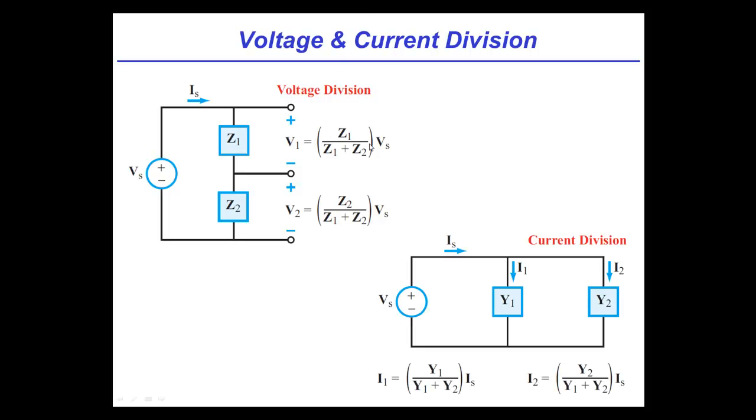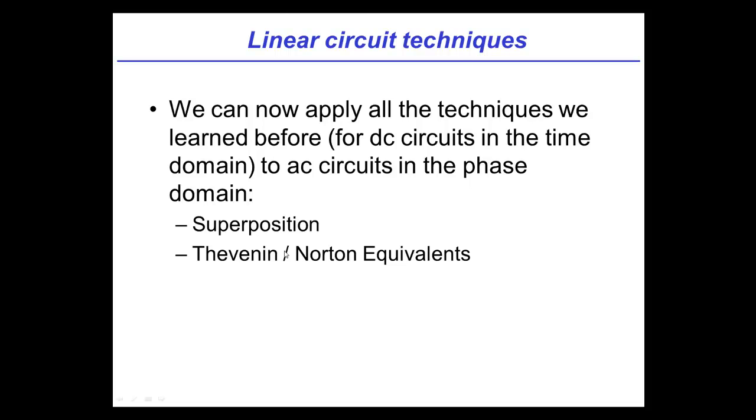Could we also do current division? In fact, yes. This phasor current will split into I1 and I2, and the magnitude will depend on the admittances. In the same way as before, admittance 1 divided by the sum of the admittances times Is gives you I1, and the same for I2. The same thing holds in the phasor domain.